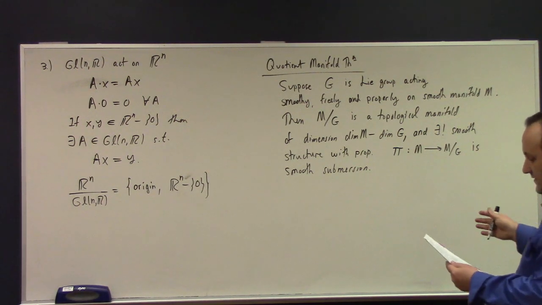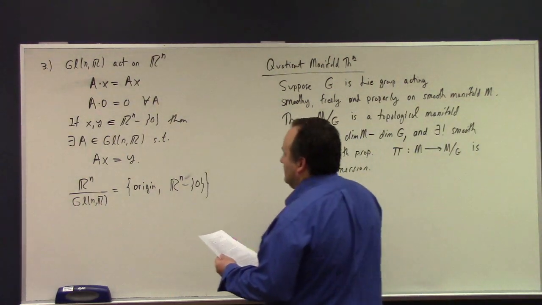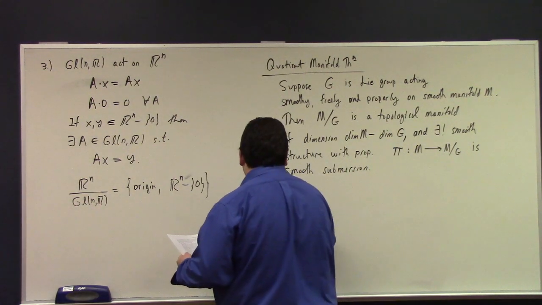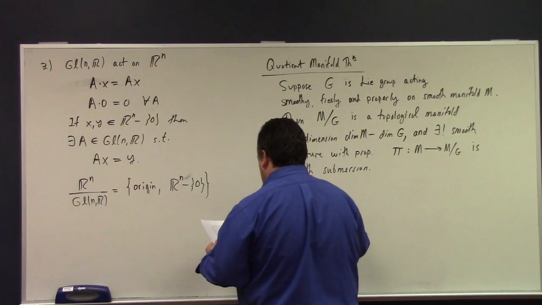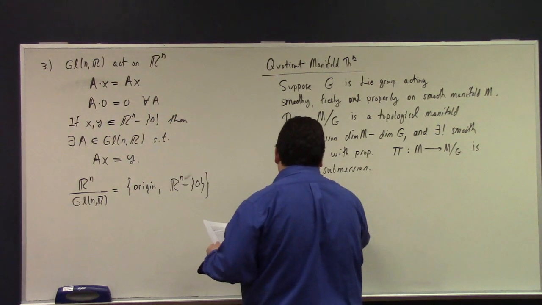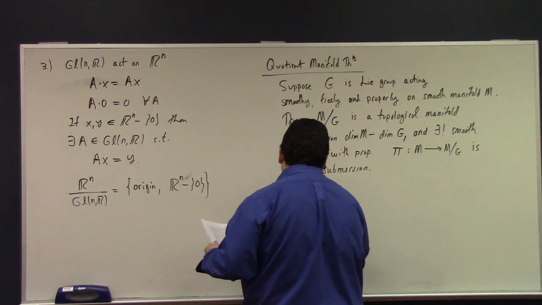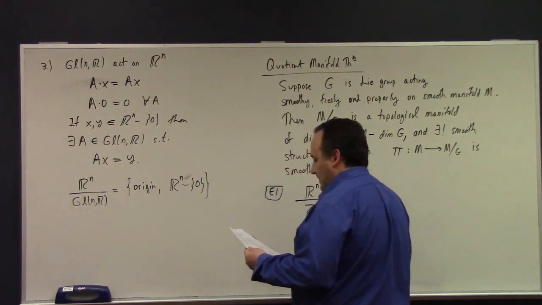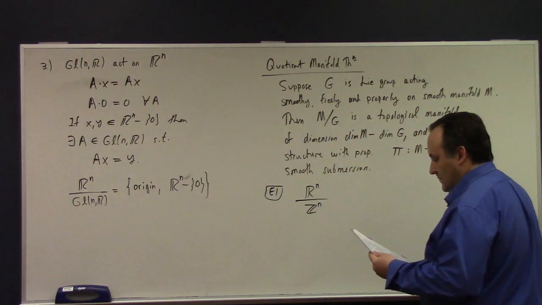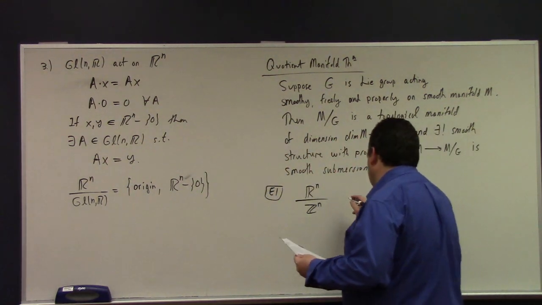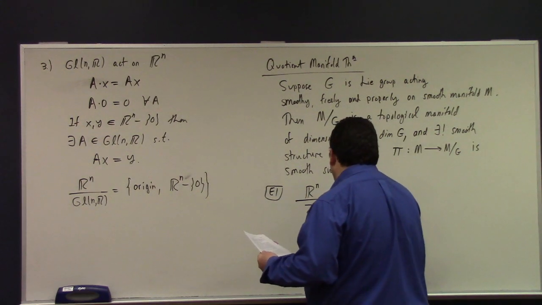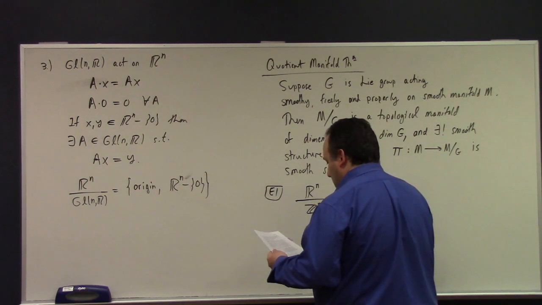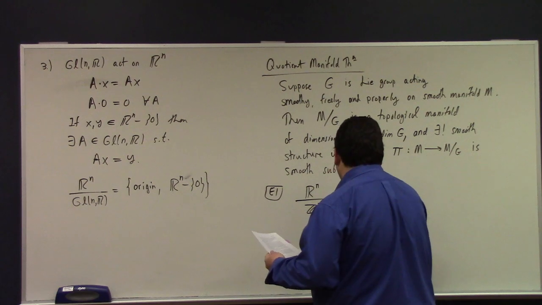An example of this, let's see here. Example 1: if you take Rn and you mod by Zn, that gets you something that is homeomorphic to the n-torus.